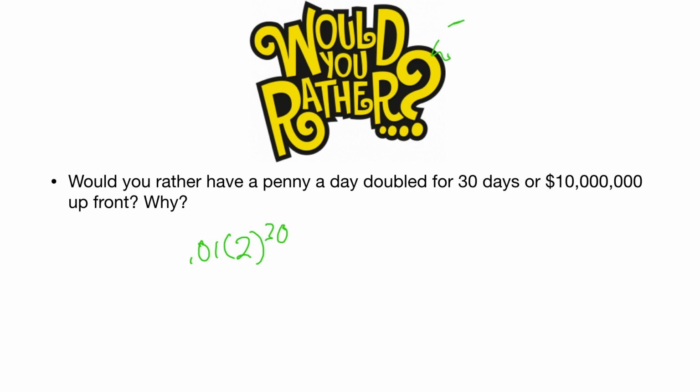times 2 to the 30th power ends up being, and this is true, 10,737,418.24. Let's see. Whoa, that ends up being over $10 million, $737,418.24. That's right. If you had chosen to have that penny a day doubled, you would have over $10 million in just 30 days.